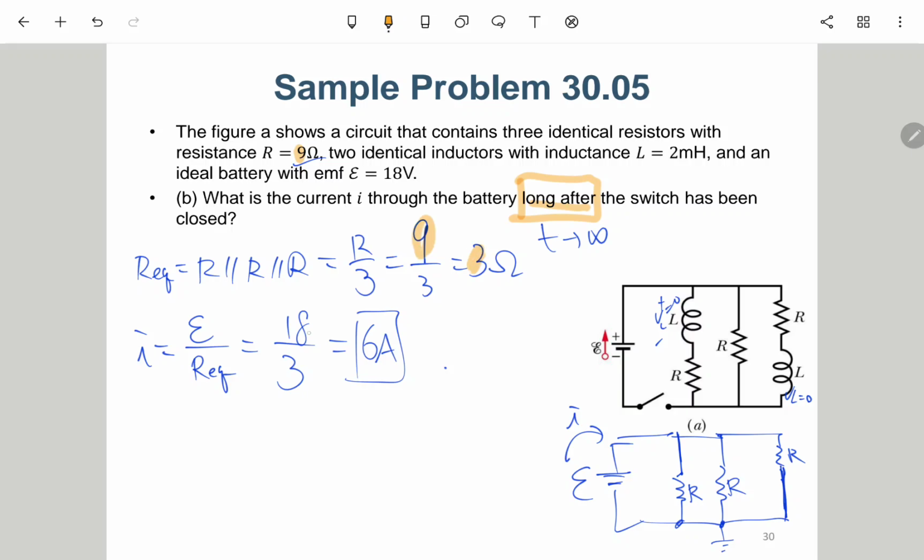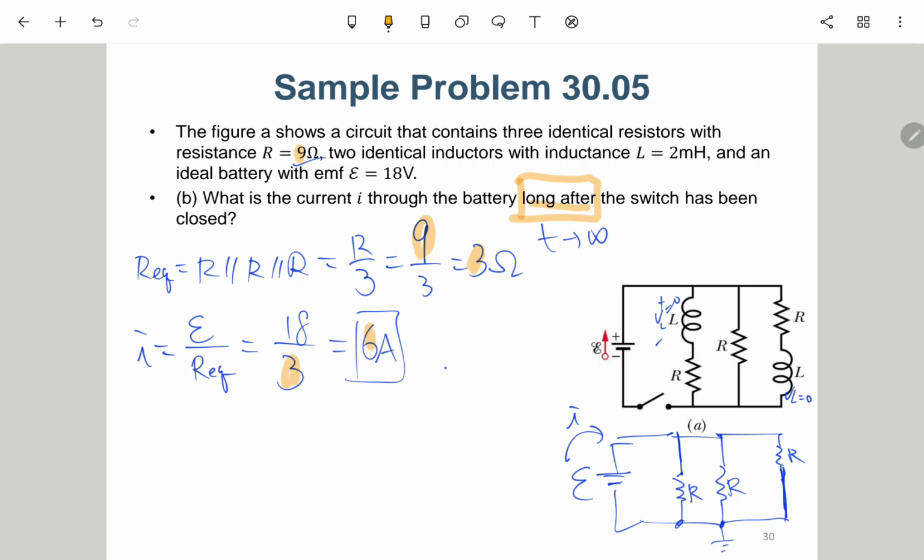This one, and this one. Okay, so it would be something like this. Okay. So far, any questions?